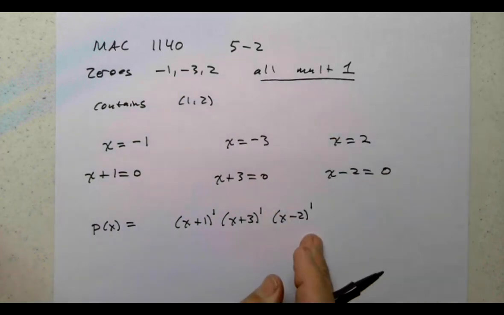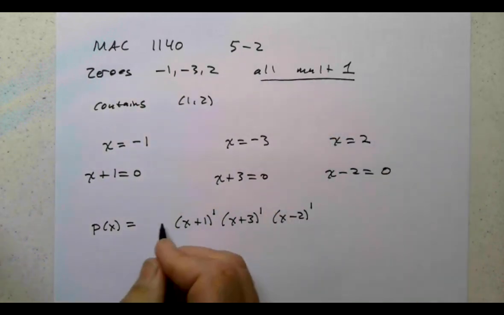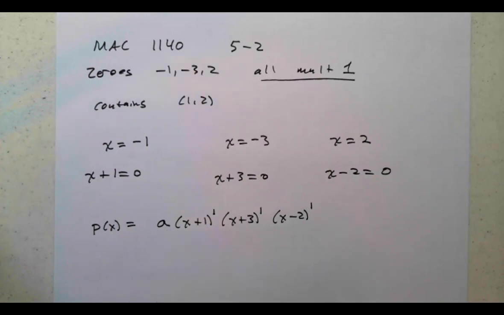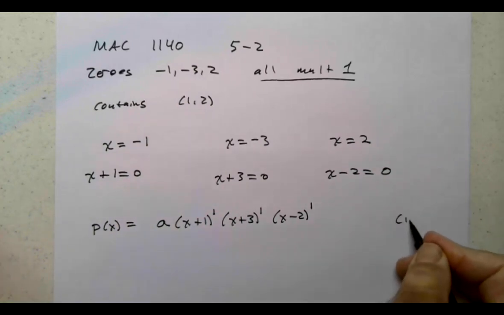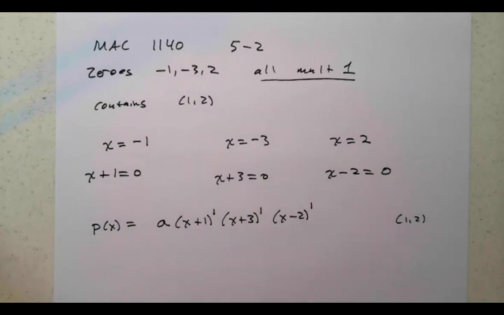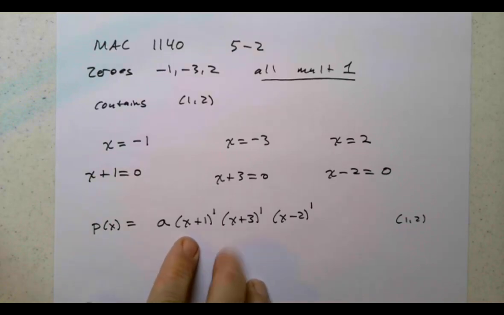Now, this is not necessarily my answer, because it could be multiplied by something. I usually like to call it a. And my goal is going to be to find out what that a is. Now remember, it contains the point (1, 2). So we'll keep that in mind, but let's quickly go to Desmos, see what that picture looks like with some number times (x plus 1)(x plus 3)(x minus 2).